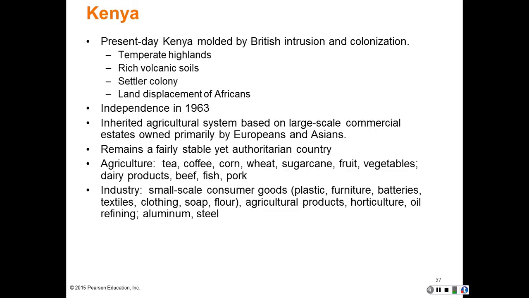Agricultural products include tea, coffee, corn, wheat, sugarcane, fruit, vegetables, dairy products, beef, fish, and pork. Industry includes small-scale consumer goods, plastics, furniture, batteries, textiles, clothing, soap, and flour. Agricultural product processing, horticulture, oil refining, aluminum, and steel round out their industrial base.